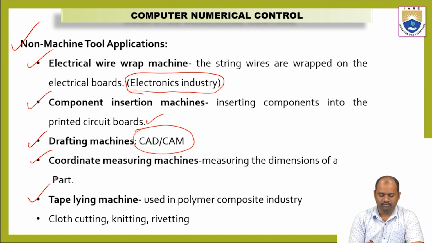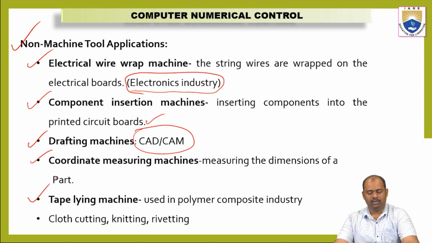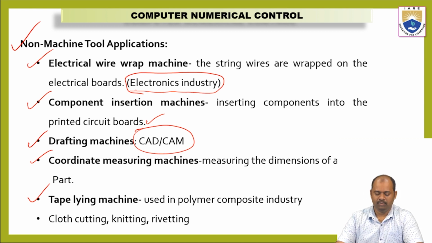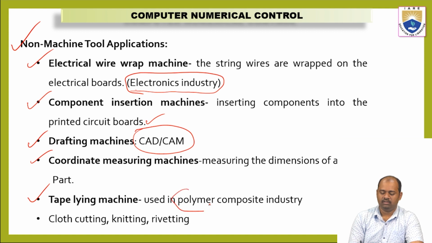And then the last one is the tape laying machine. This is used in the polymer composite industry, where a very thin layer of tape made of polymer is laid on the surface of other composite materials so that they can be converted into very hard plastics. Mostly polymers are plastics. This tape can be laid with the help of a CNC machine because the path is very particular here. The tape should be laid in such a manner.